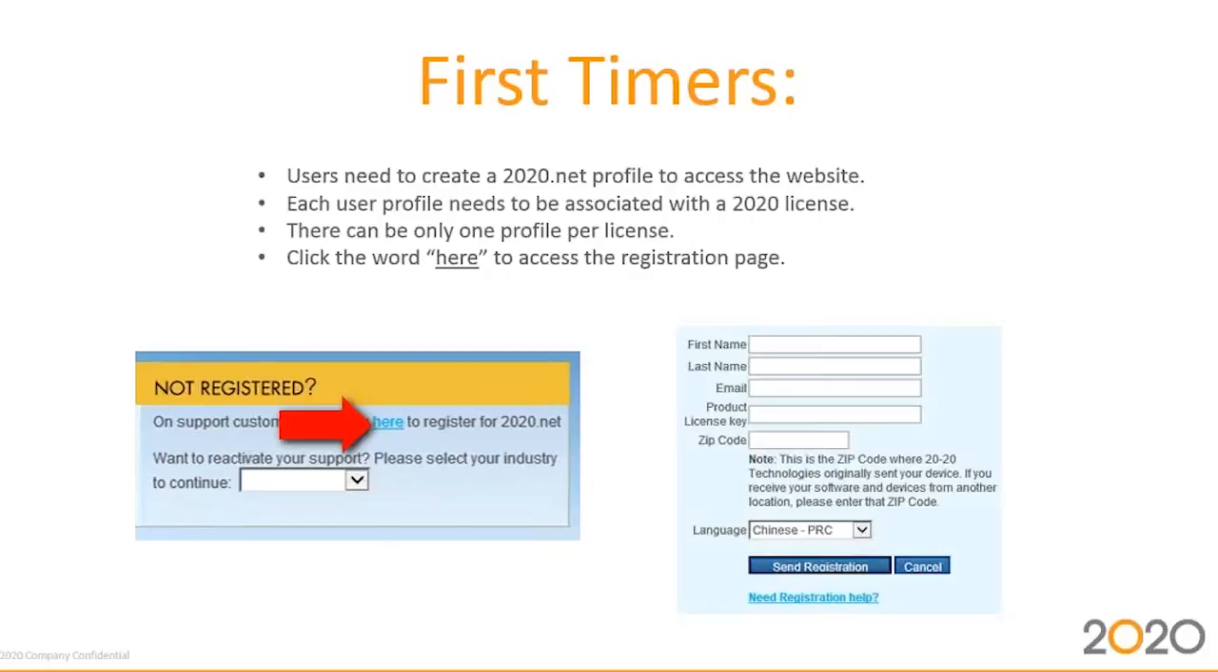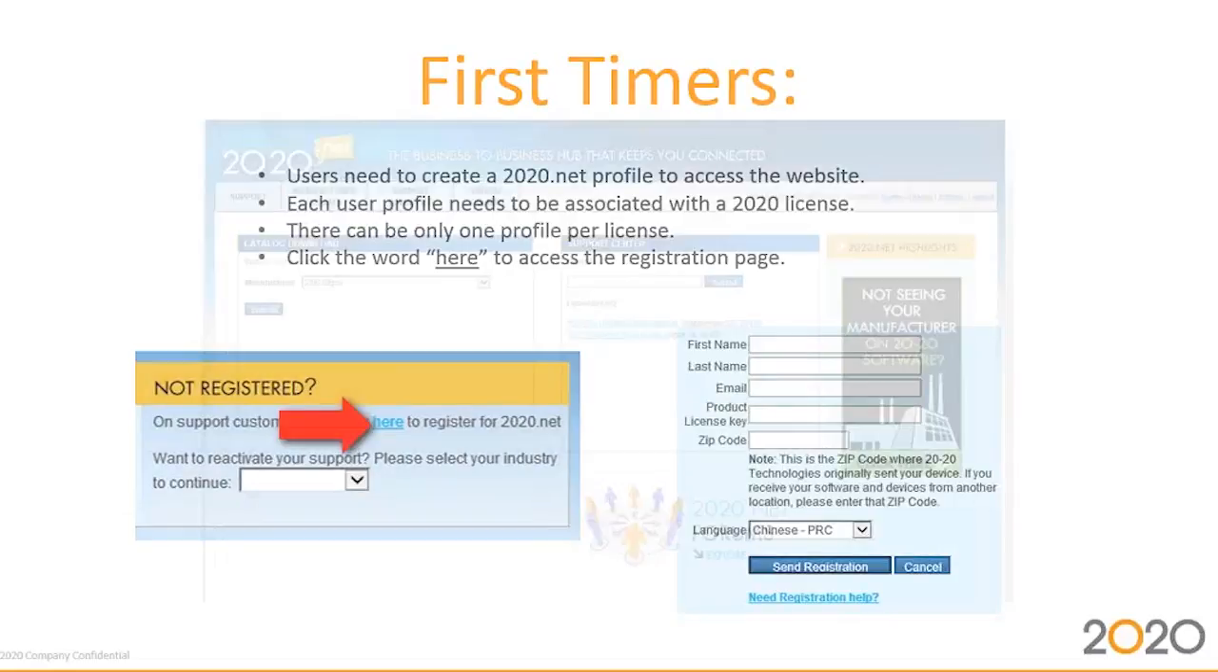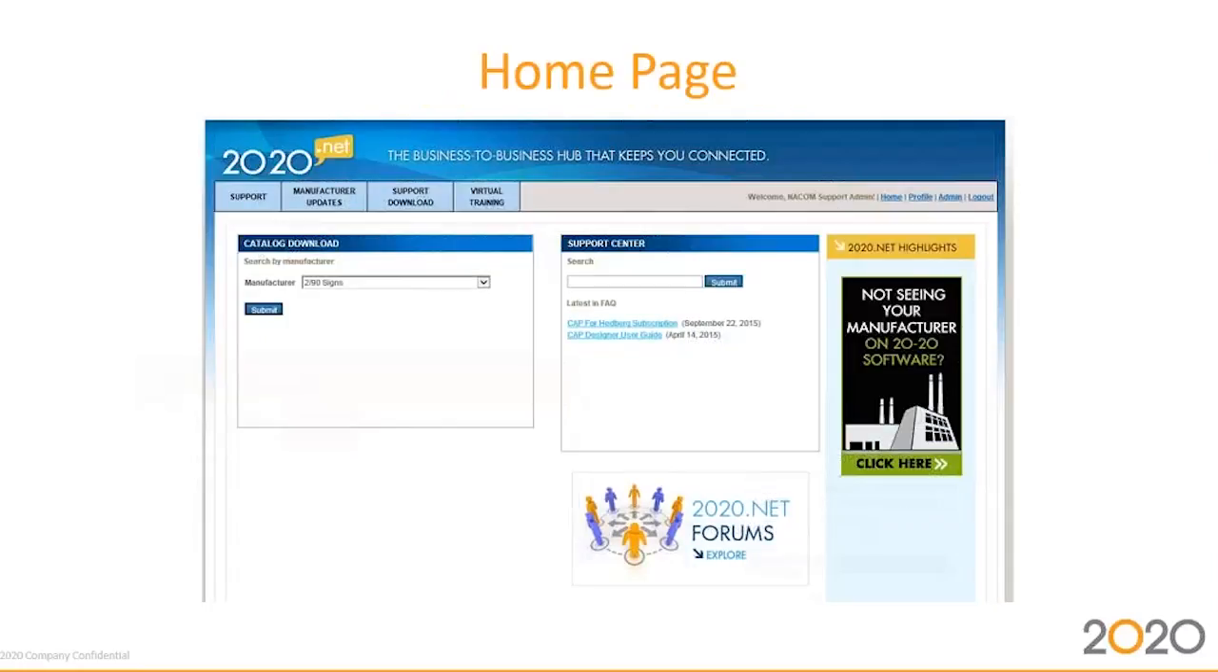And it's just a 5-digit code without the 2020 on the front of it. So if your number was 2020-12345, you'd just put in 12345. The only other tricky thing here is the language defaults to Chinese, so don't forget to change that unless you actually speak Chinese. Okay, so once we're logged in, we're going to come to this page here, the home page.